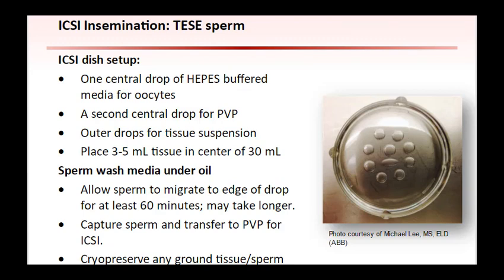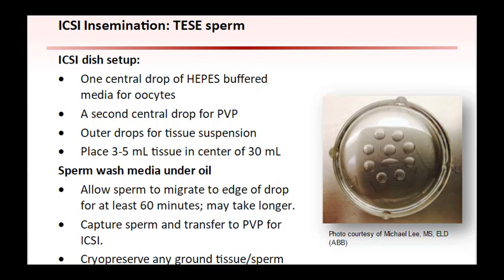Sperm are collected from the outer drops after a portion of the minced tissue is placed in each drop, allowing for sperm to acquire motility and migrate to the outer edges of the drops. The sperm are aspirated with an ICSI pipette, placed in the central PVP drop, and the membrane disrupted.